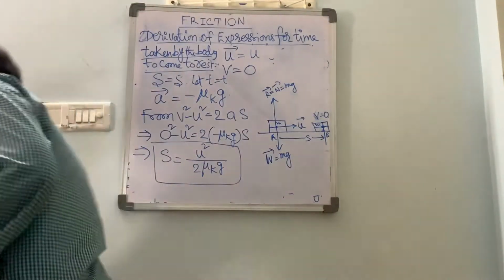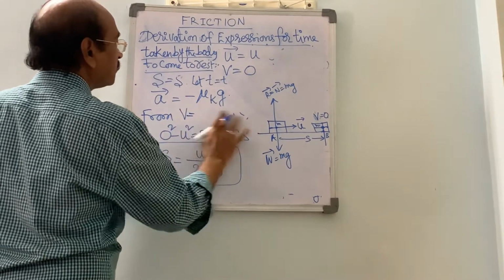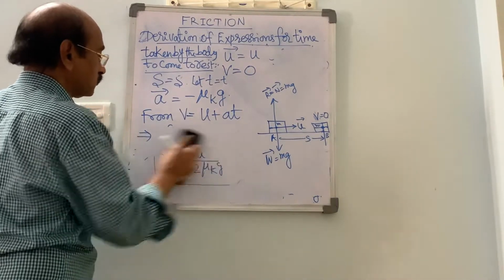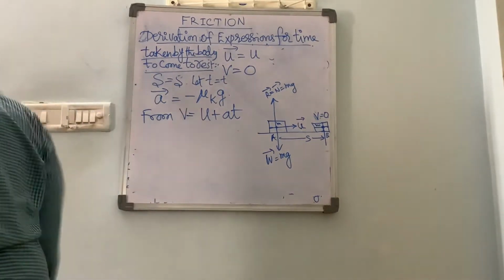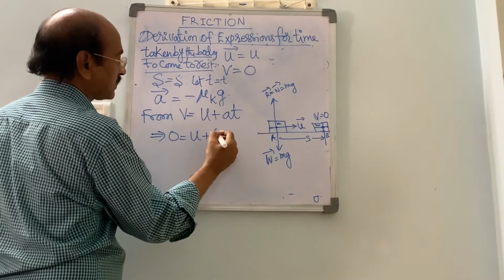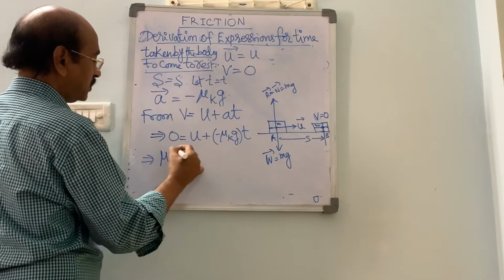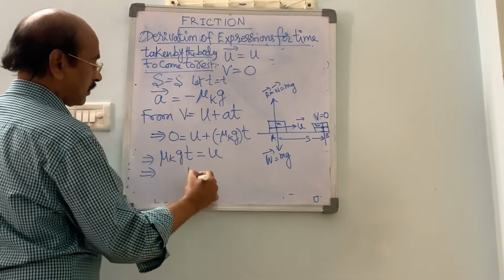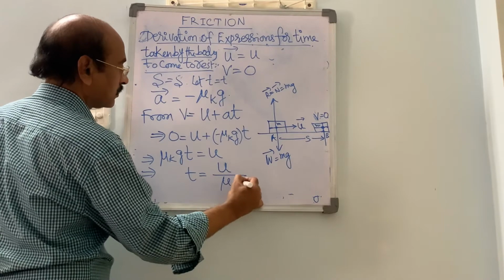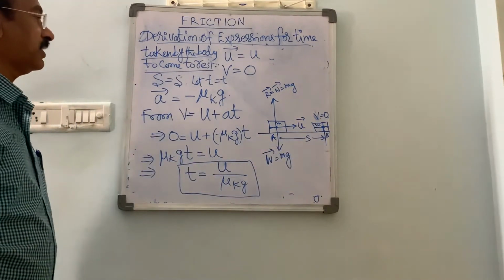Now from the equation of motion, v equal to u plus at: v is 0, u is u, plus a value minus mu k g into t. So it implies mu k g t is equal to u, or the time taken to come to rest is u by mu k g. This is the expression for time taken to come to rest by the body.